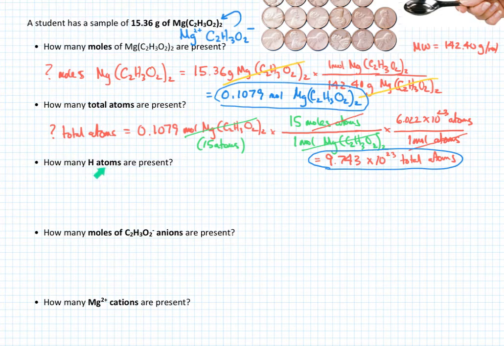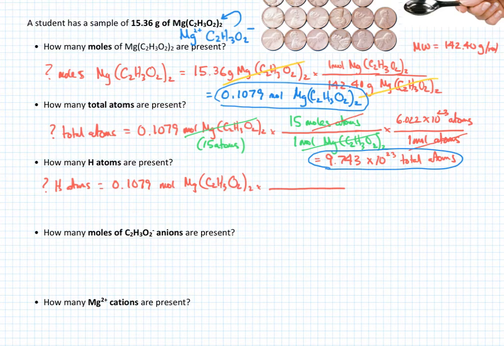Okay, how many hydrogen atoms are present? You could start here, but that's a little bit of an awkward way. Let's start back with the number of total moles. So how many hydrogen atoms are present? So I'm going to say hydrogen atoms present. We'll start with the same information we had above, 0.1079 moles Mg(C2H3O2)2 times. There are 6 hydrogens for every one of these units.